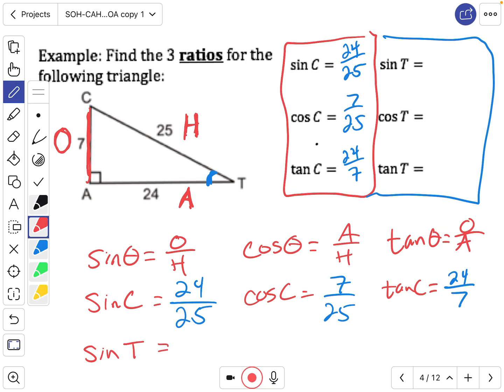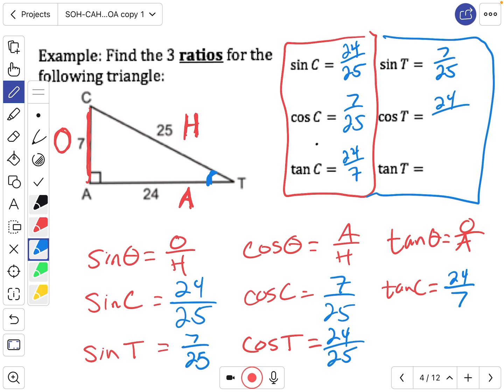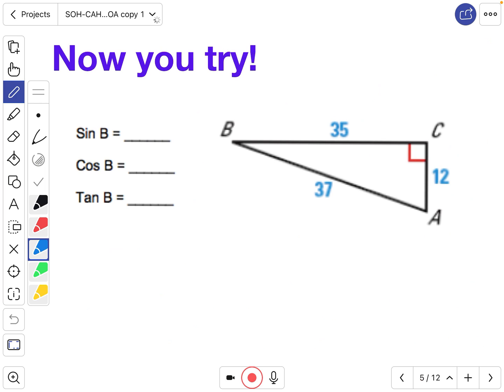Now if I set up my ratios and I wanted to find the sine of T, it's still opposite over hypotenuse, but in this case, it's going to be that 7 divided by the 25 here. Again, we can't reduce, so 7 over 25. If I find the cosine of T, it's still adjacent over hypotenuse, but now the adjacent side is 24 and the hypotenuse is 25. So the cosine of T would be 24 over 25. And then lastly, tangent of T is opposite over adjacent. In this case, it's going to be 7 over 24. Again, we can't reduce, so 7 over 24 is our answer.